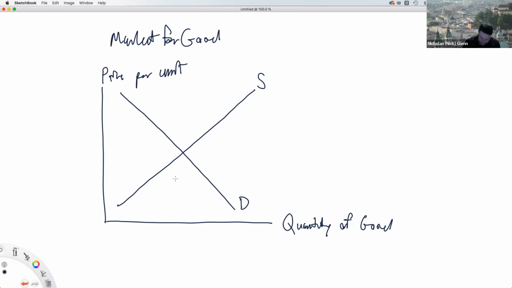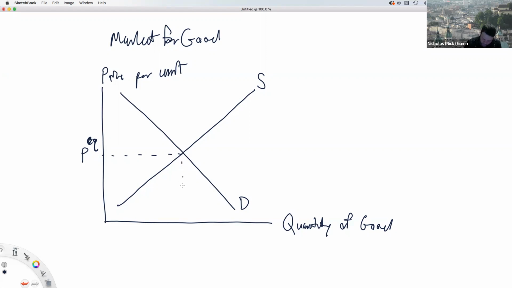Now, let's talk about the equilibrium price here. The equilibrium price is what brings the quantity supplied and quantity demanded into equilibrium with each other. You can call this the equilibrium price or the market clearing price. The market clears. There's no surplus or shortage here.